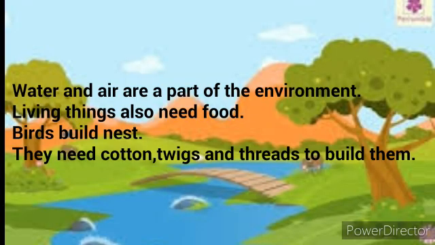Now we will study the relationship between all the things in the environment. Water and air are a part of the environment. All living things need them. Living things also need food. They get their food from the environment. Whatever living things need to survive, they get everything from the environment. Birds build nests. Yes, they need cotton, twigs, and threads to build them. They get these things from the environment.